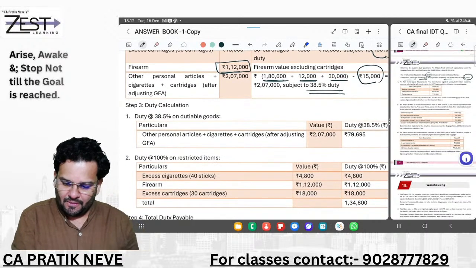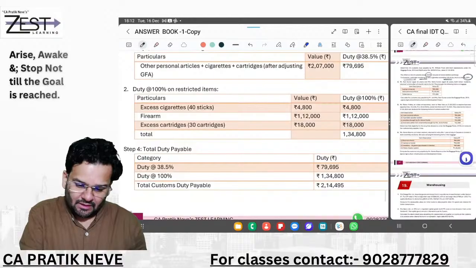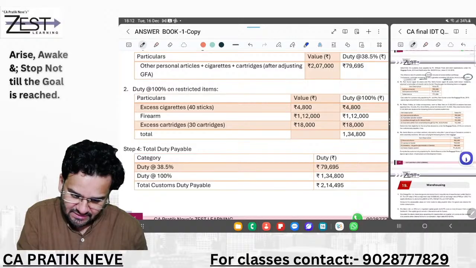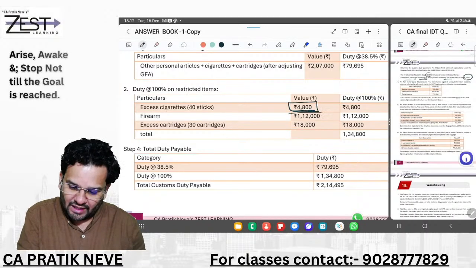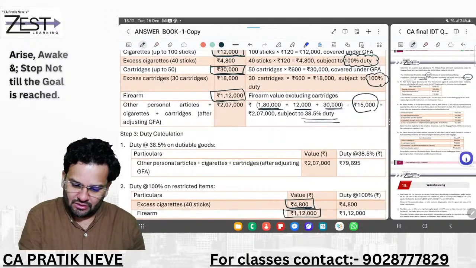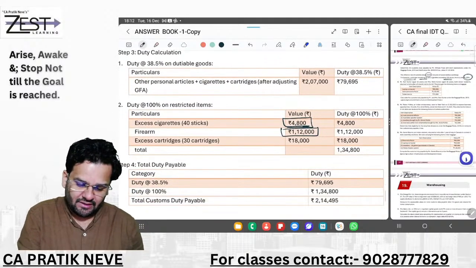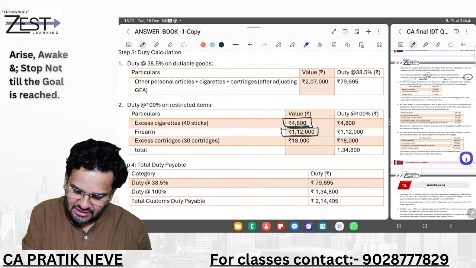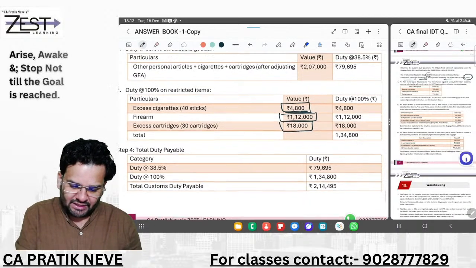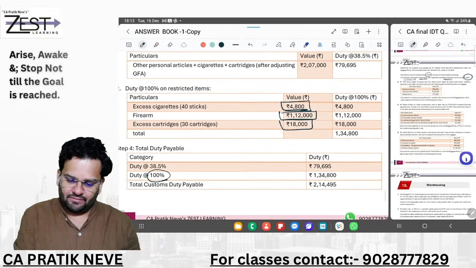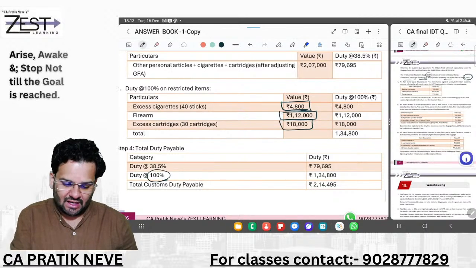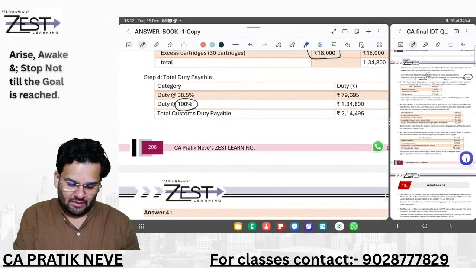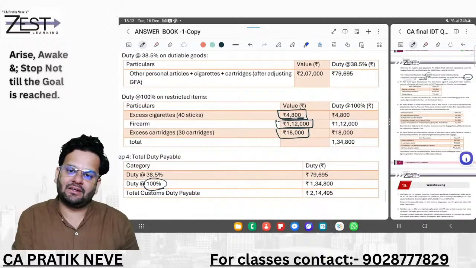Then friends, cartridges, excess cartridges, that is 40 cartridges, 4,800. Firearm, 1,12,000, because firearm will fall in Annexure 1, and excess cartridges, this all I will be taxing at 100%. It's given that I should tax it at 100%. Then I will get total customs duties payable. So shall we go ahead and do the detailed calculation?